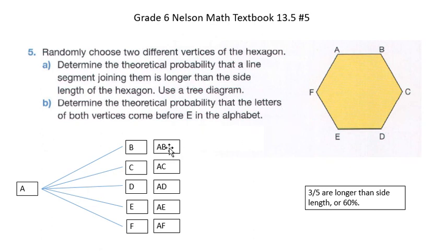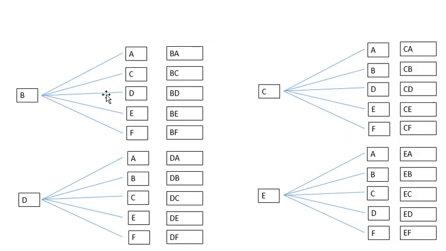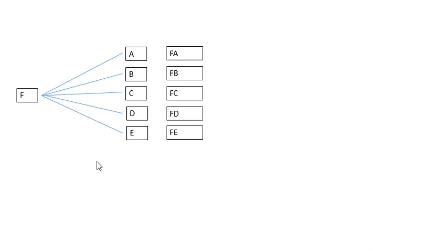So let's count them. 1, 2, 3, 4, 5, 6, 7, 8, 9, 10, 11, 12. None of them here will meet that criteria because they all have an E. None of them here will meet that criteria because they all have an F.